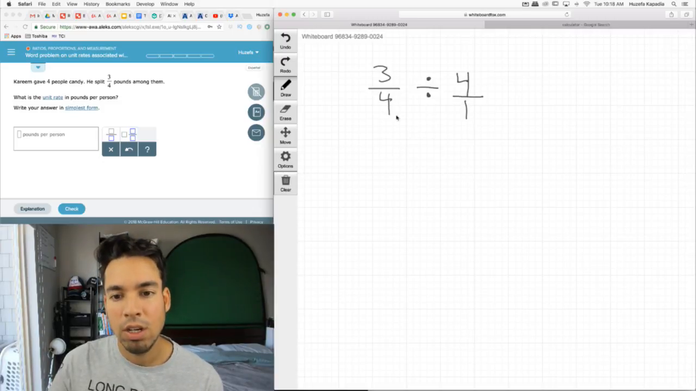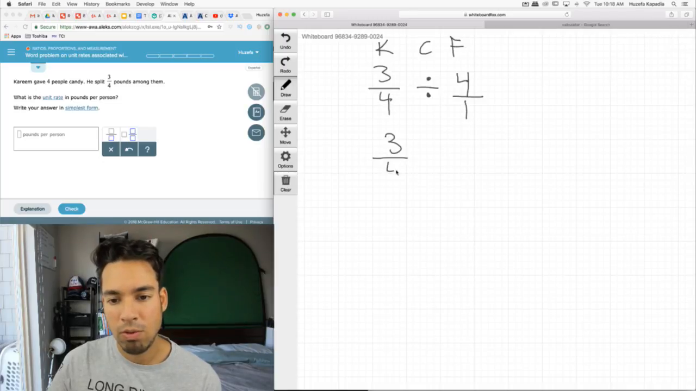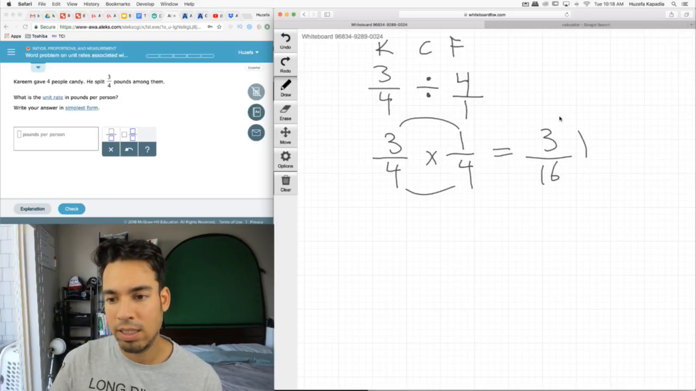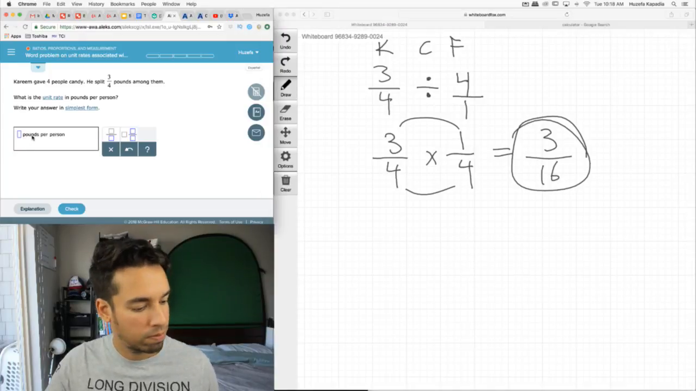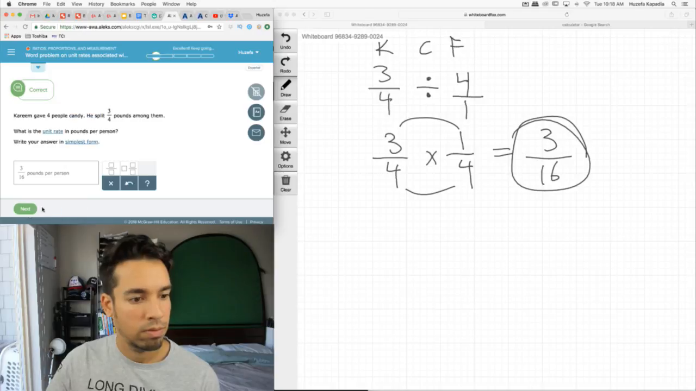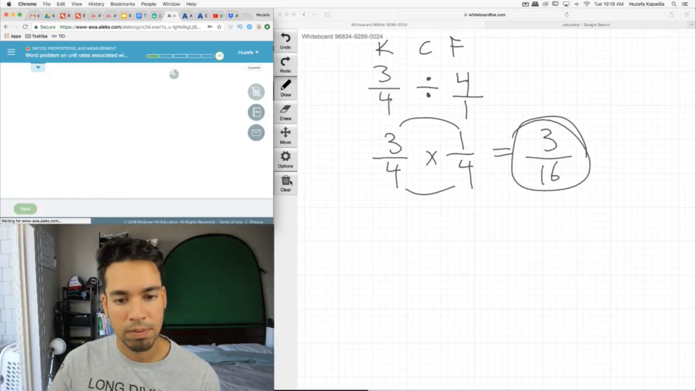It's a fraction division, so we use keep, change, flip. So we say 3/4, change it to multiply, and flip that to 1/4. Multiply across, and we get 3/16 pounds per person. All right, next.